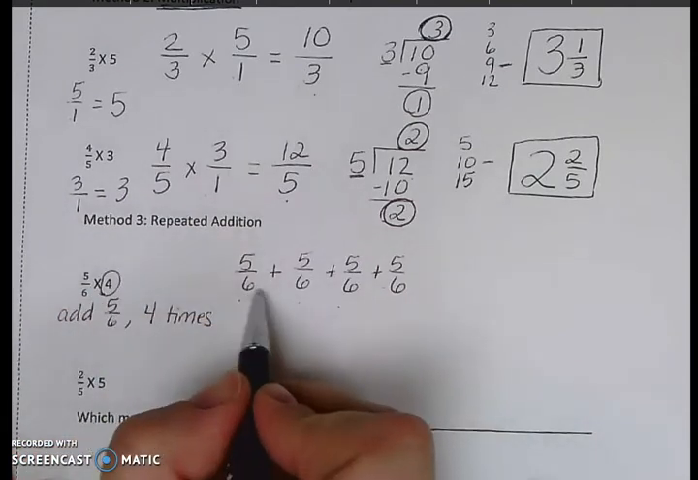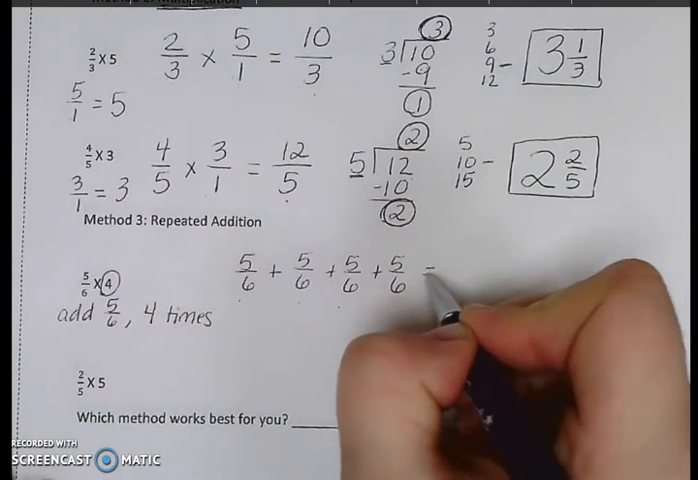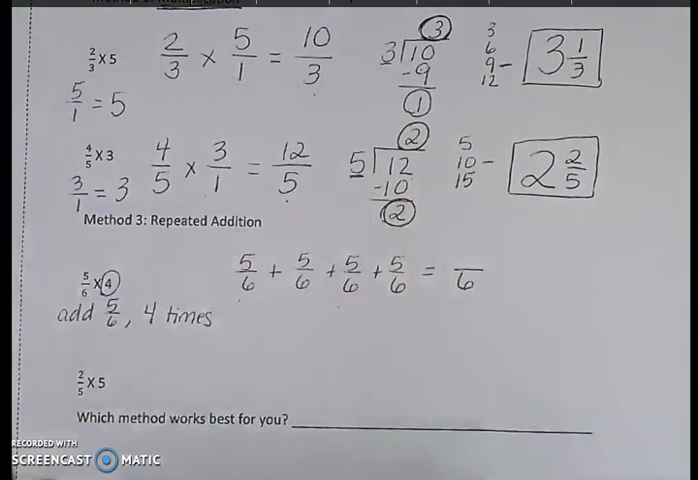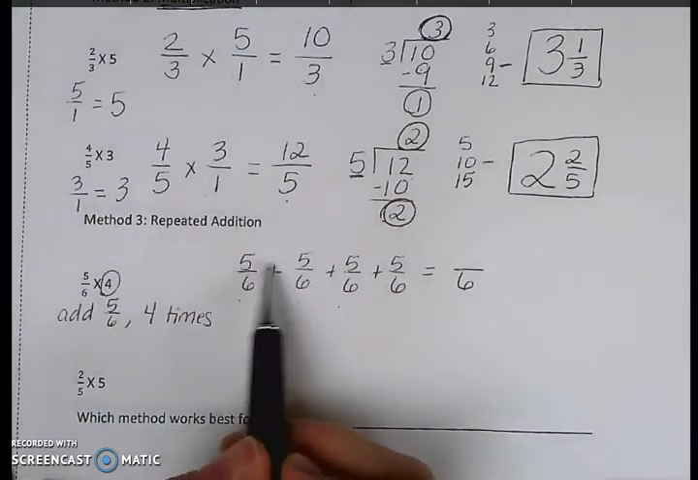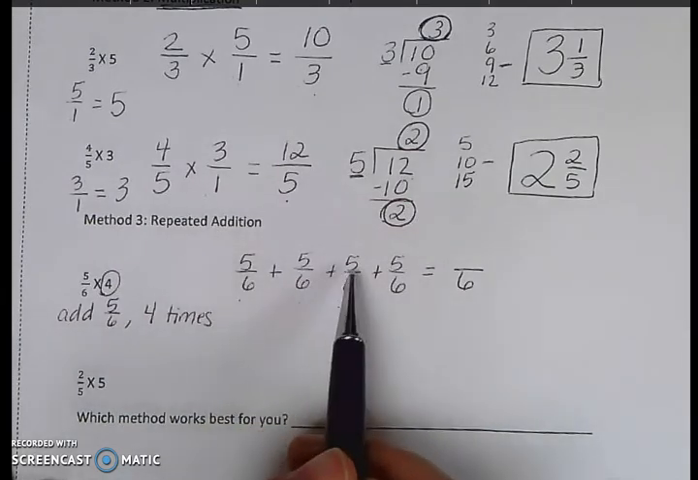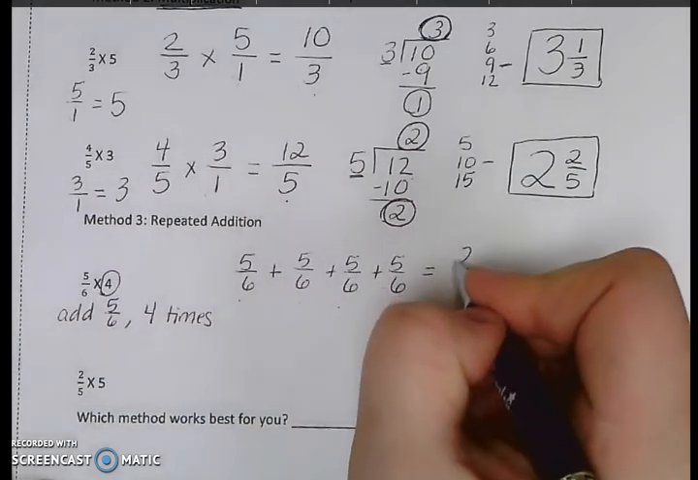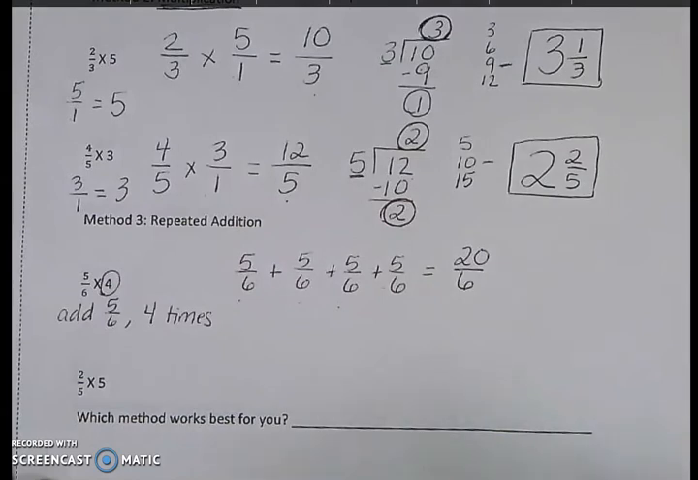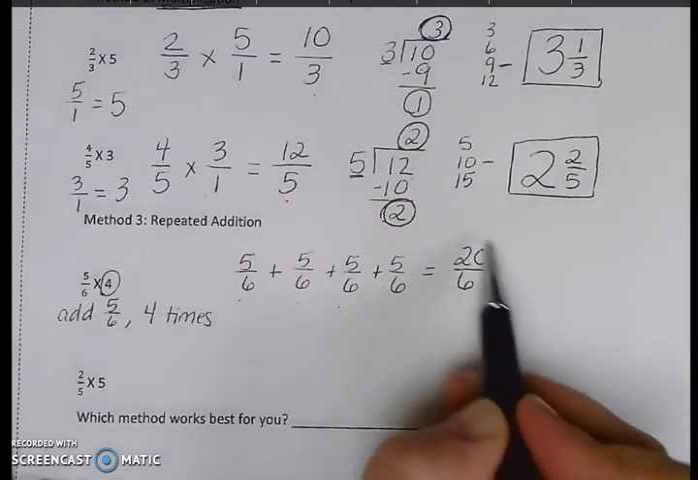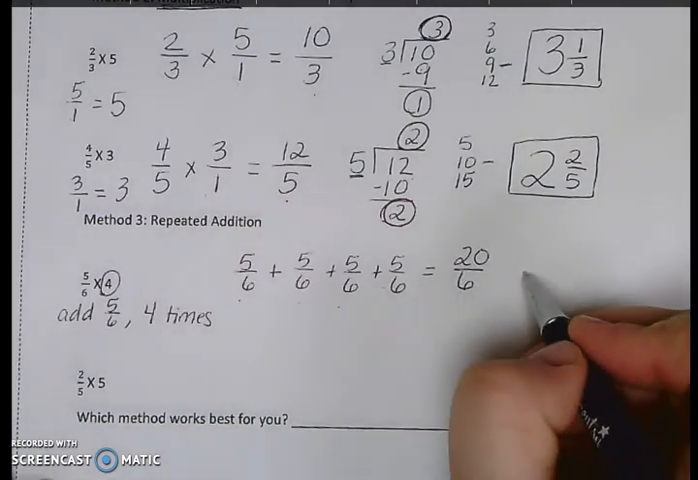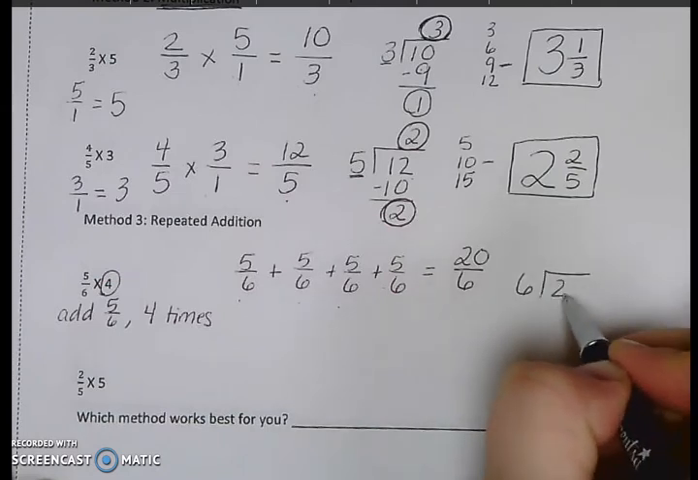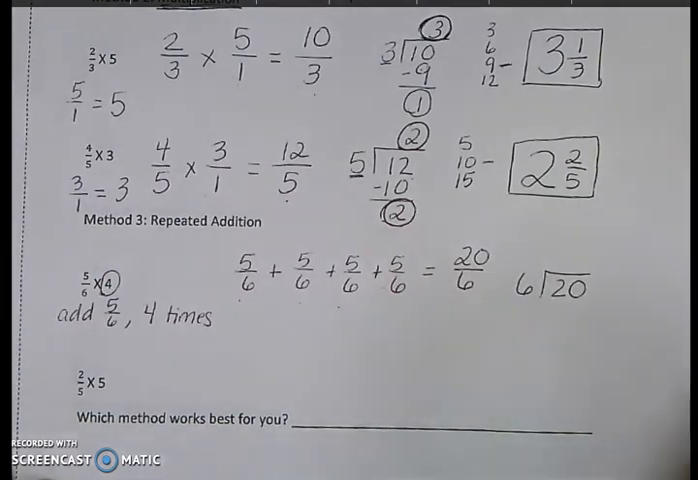Now if you remember, when I'm adding fractions, I'm going to keep my denominator the same, add my numerator. And luckily I can just count my 5s here. 5, 10, 15, 20. So I've got 20/6. Now I can't leave that as an improper fraction. I've got to change it to a mixed number. So the 6 goes on the outside, the 20 goes on the inside.